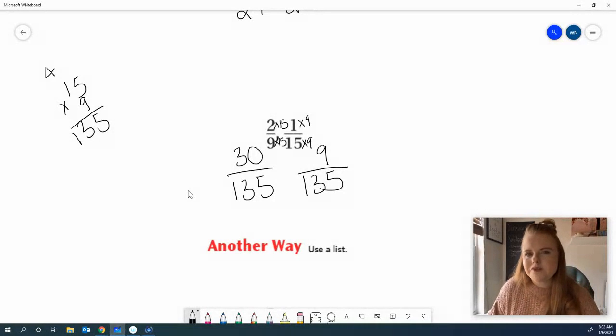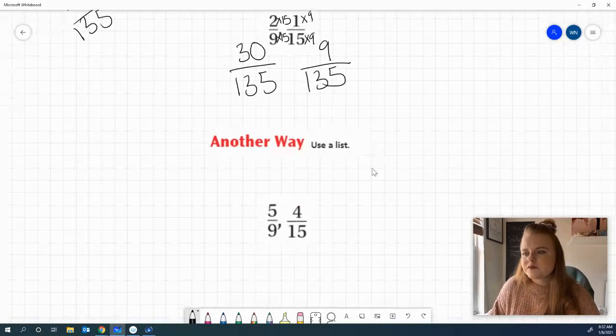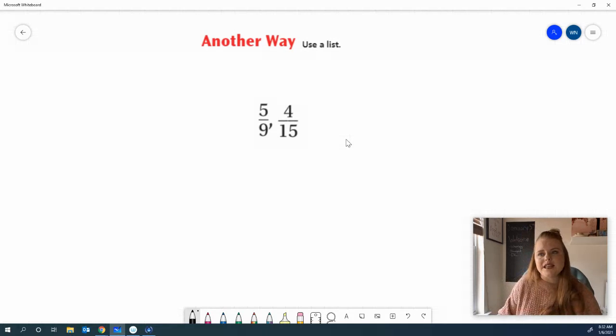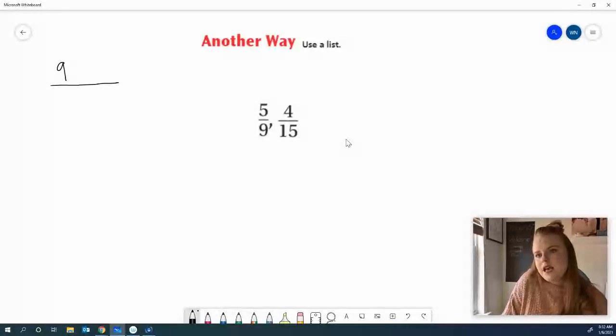Let's take a look at this other method to see if you like it any better. The other way is to use a list. We've got 9 and 15 again. So what we're going to do is we are going to make a common multiples T-chart. So just over here to the side, I'm going to put 9 and 15.